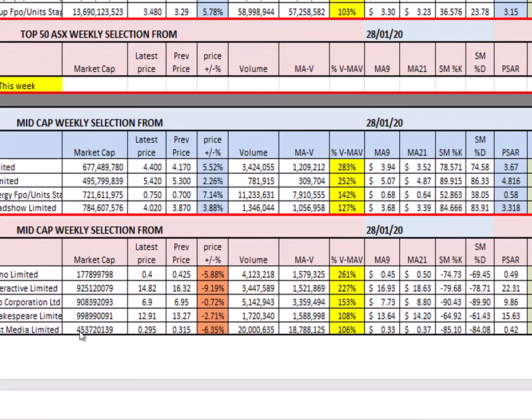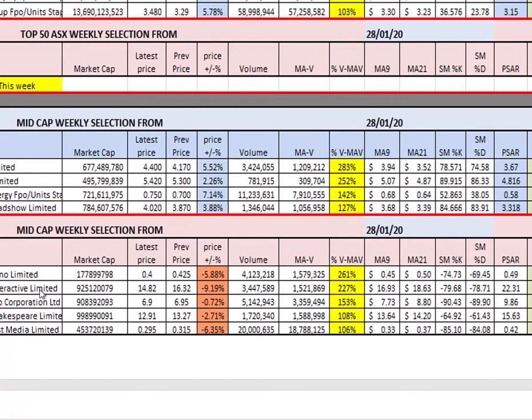And if you want to go bearish, this company here, Cardno, had 261% of its average volume, and it's dropped nearly 6%.